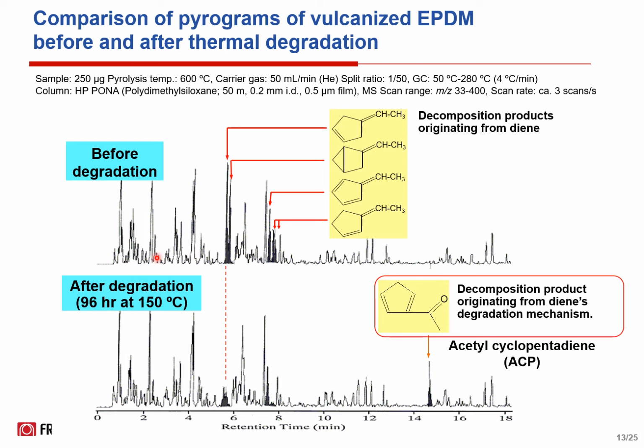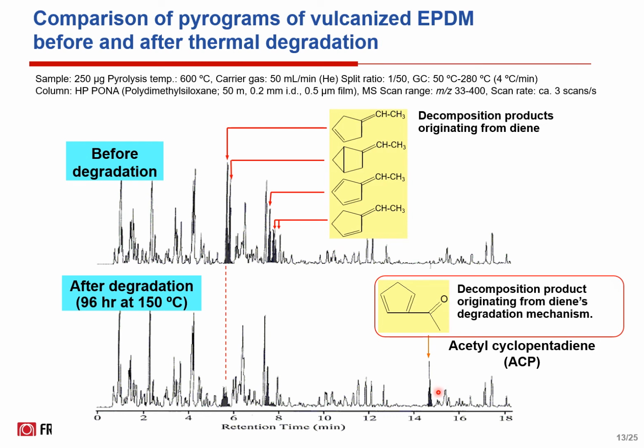In the top pyrogram, in addition to many peaks reflecting the ethylene propylene backbone, peaks such as C7H10 reflecting the ethylidene norbornene unit were observed around retention time of 5 to 8 minutes. However, in the lower pyrogram, the relative intensities of these peak groups were significantly reduced. It is suggested that the thermal oxidation reaction was proceeding in the vicinity of the diene units.